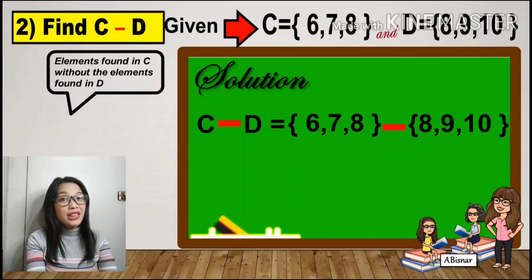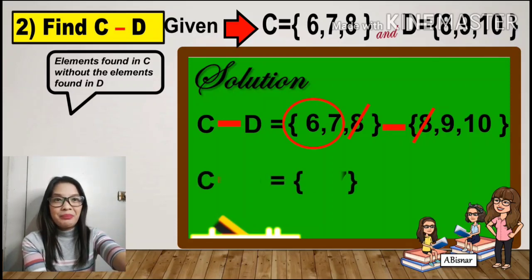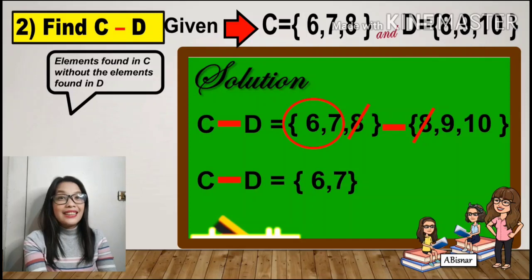And therefore, we must remove 8 because it's also in D. Now, what will be the difference? That's correct. We have 6 and 7 as the difference between C and D.